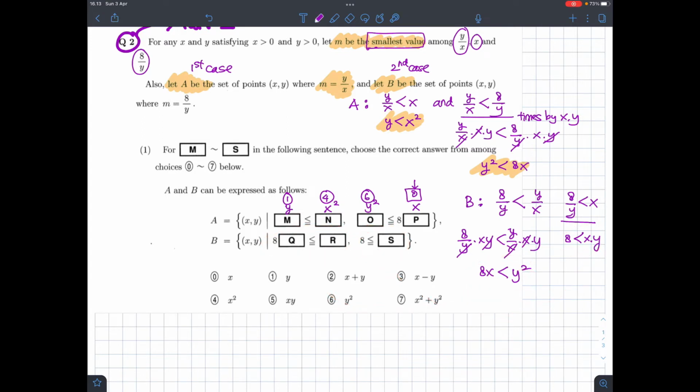So you can fill in the value of q is x, the value of r is y squared, and the value of s is xy. From here, check the options. This is 0, y squared here is 6, and xy is 5. Okay, so this is 0, y squared is 6, and xy is 5. This is for the first part. We already solved everything in the first part.